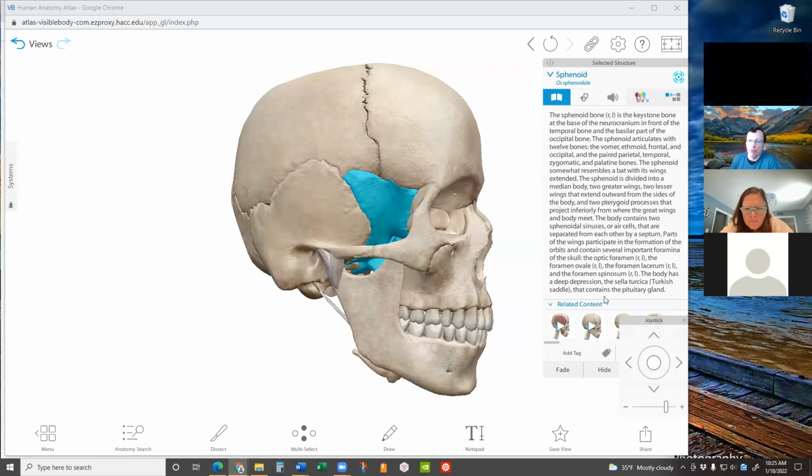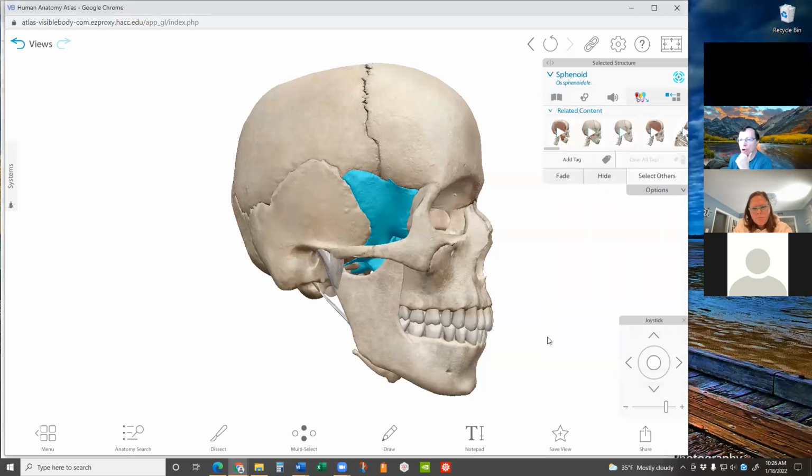The body has a deep depression, the sella turcica, that contains the pituitary gland. So here's what I'm telling you. When you highlight a structure, you should read about it. It doesn't mean you need to know everything about it, because you don't. But reading this stuff helps to connect the dots with other things that you are learning. So read about it. Next, click the textbook button again, and that will all go away.